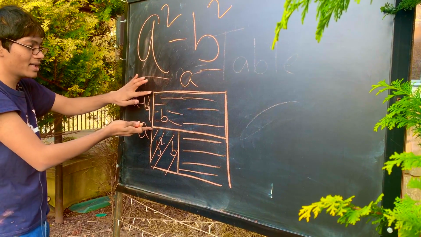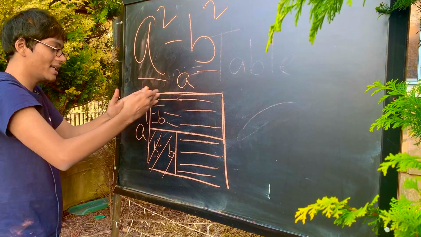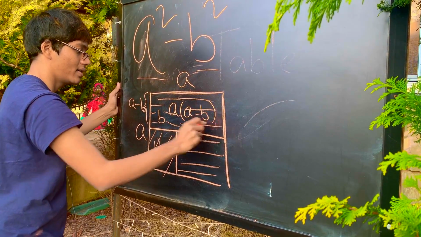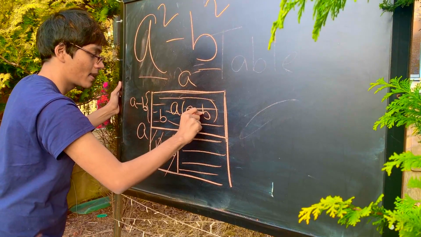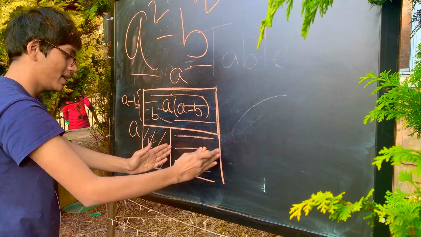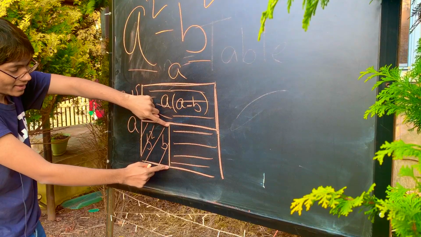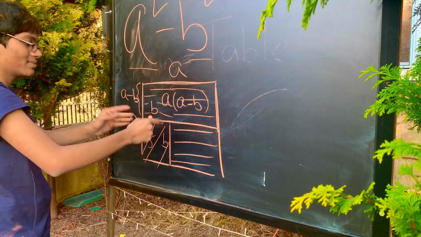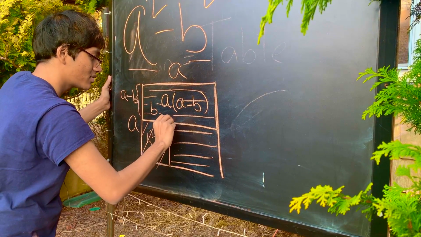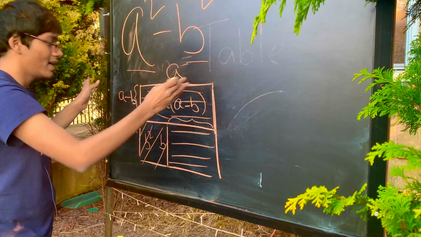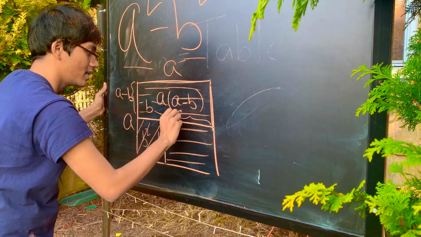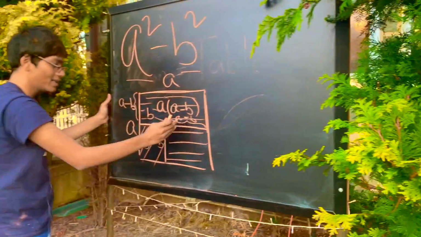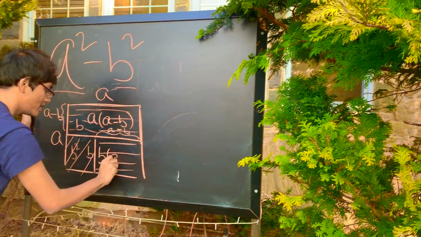And so if this is A minus B and this is A, well, what's the area of this rectangle? It's length times width. A times A minus B. Okay, likewise, what would be the area of this? Well, the width is B, and what's the length? Well, if the whole thing is A and this is B, this remaining here would be A minus B. And so this area inside would be B times A minus B.